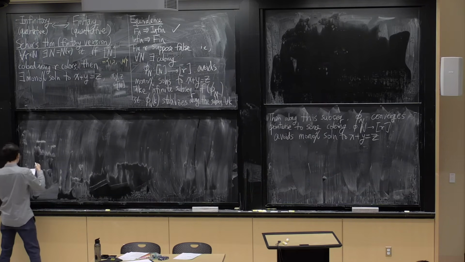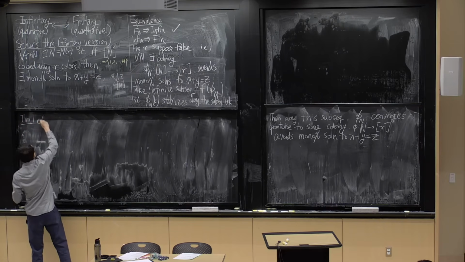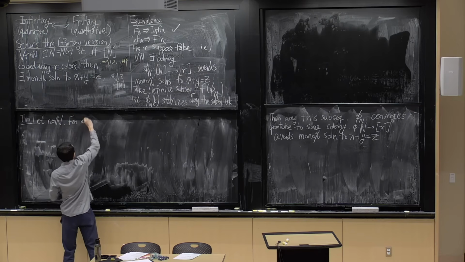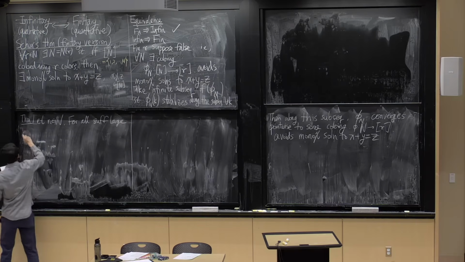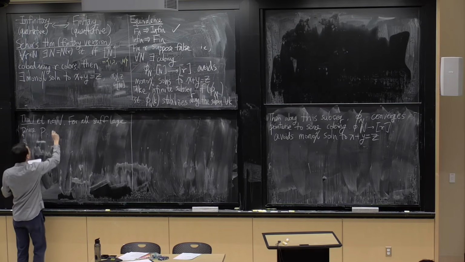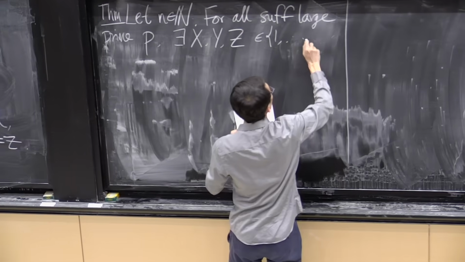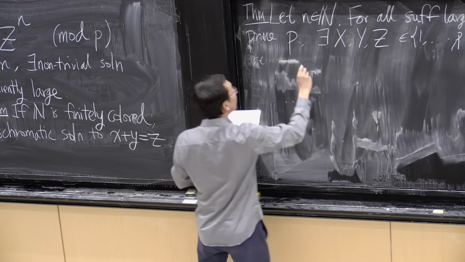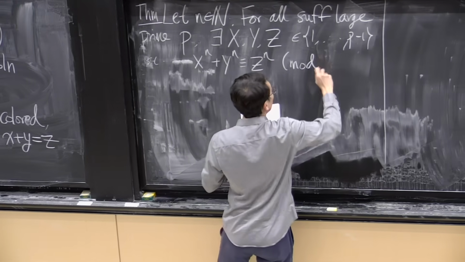All right. So the claim is the following: if you have a positive integer n, then for all sufficiently large primes p, there exist x, y, and z, belonging to the integers up to p minus 1, such that their nth powers add up like this. So it's a solution to Fermat's equation mod p.